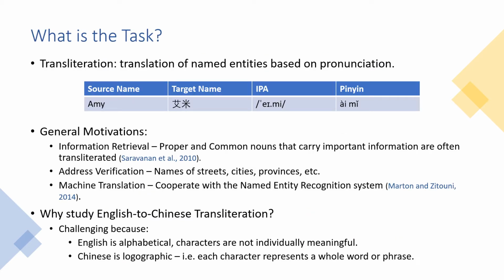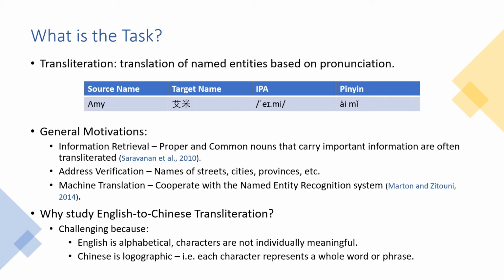The first thing is to explain our task in the paper, that is transliteration. The translation of the named entity is mostly based on pronunciations. For example, in the table, we have an English name, Amy, transliterated into Chinese, Aimee, and the corresponding pronunciations in IPA for English and in Pinyin for Chinese are presented in later two columns. Note that the IPA stands for International Phonetic Alphabets, and Pinyin is the phonetic writing system for Mandarin.